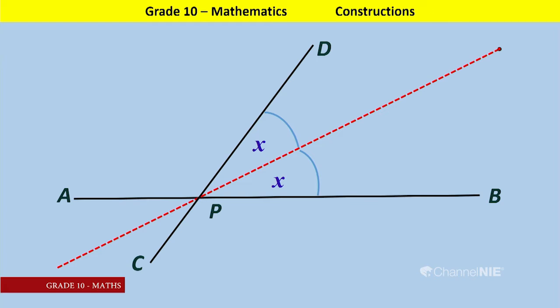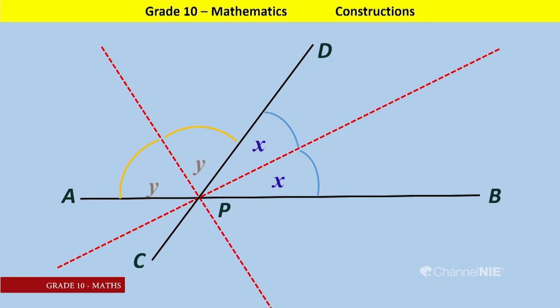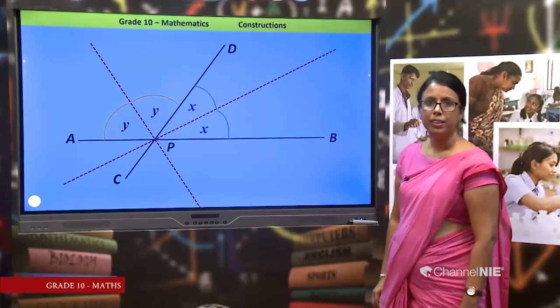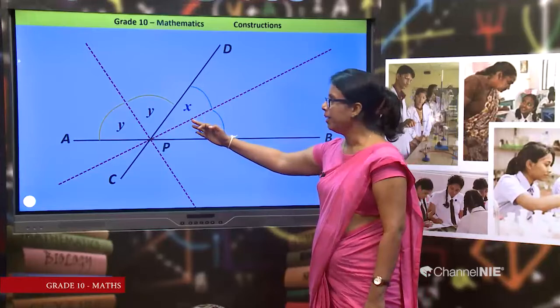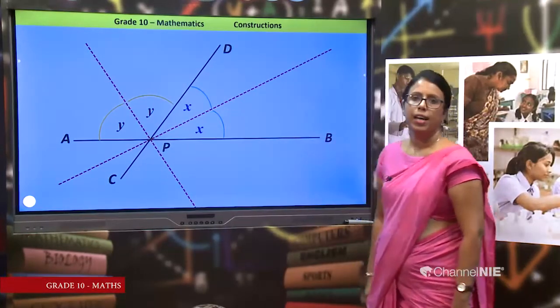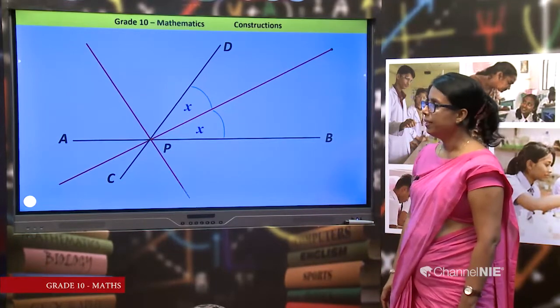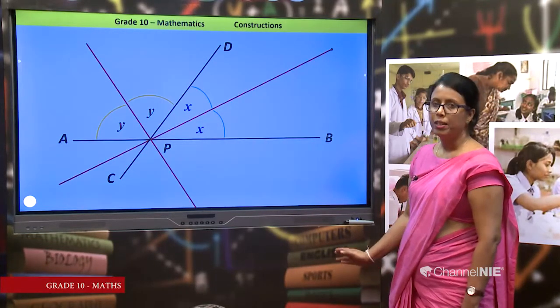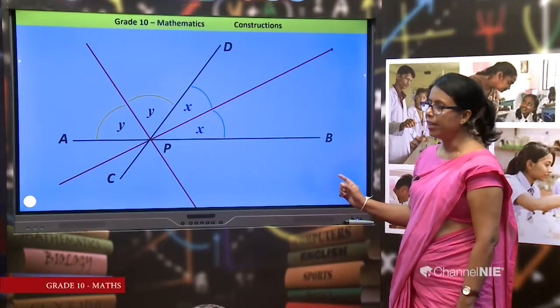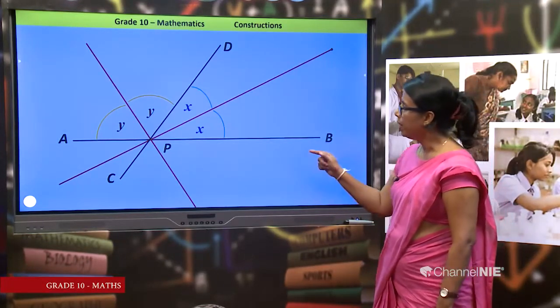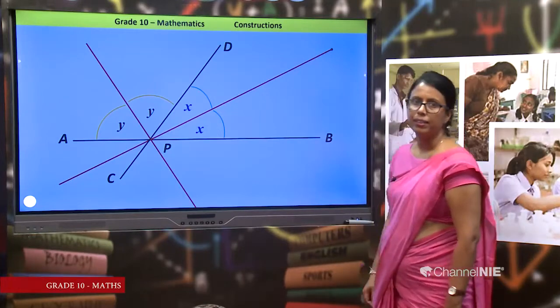Not only one angle bisector, we can find 2 angle bisectors. When we consider this acute angle, we got 1 angle bisector. When we consider this obtuse angle, another angle bisector. So, locus of a point moving at a constant distance from 2 lines, that will be the bisector of the angle at P. We got 2 angle bisectors.